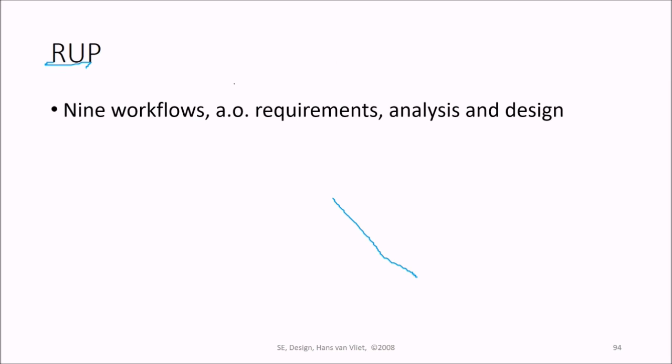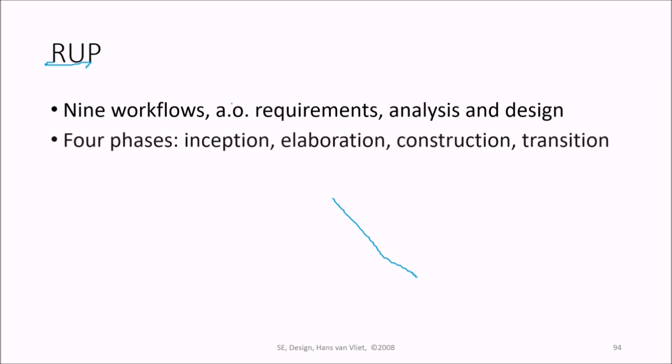Then we come to the RUP, the Rational Unified Process. This is often asked in interviews and question answers, so this is very important. You need to learn about this very carefully. There are 9 workflows, including requirements, analysis, and design, and 4 phases. The 4 phases are inception, elaboration, construction, and transition. You can remember it as IECT.